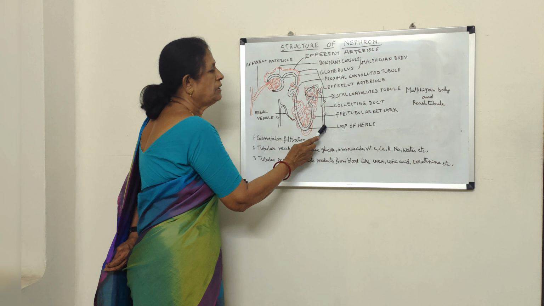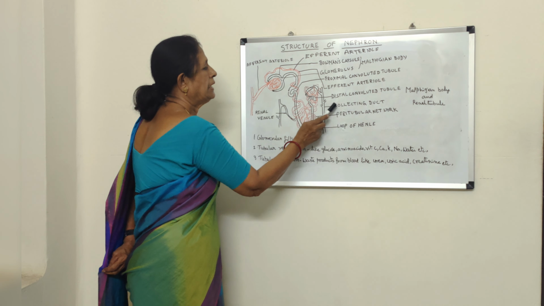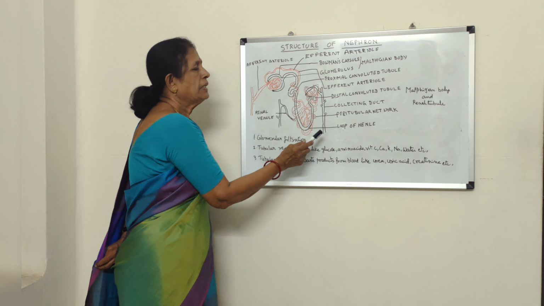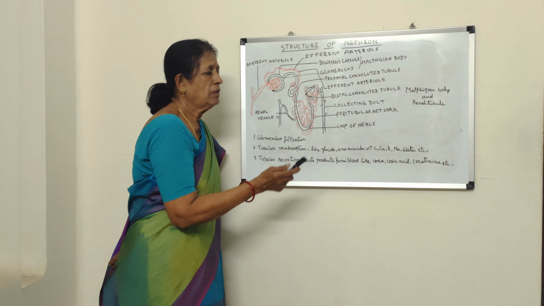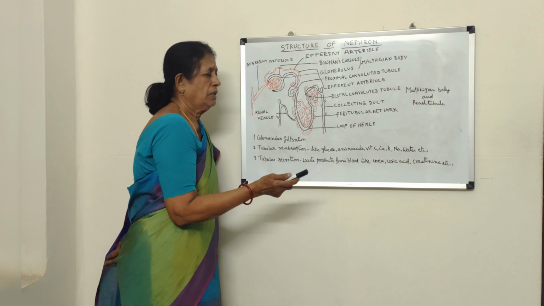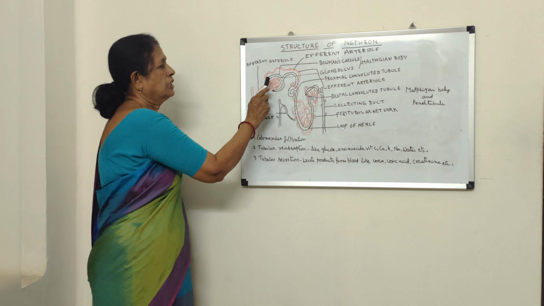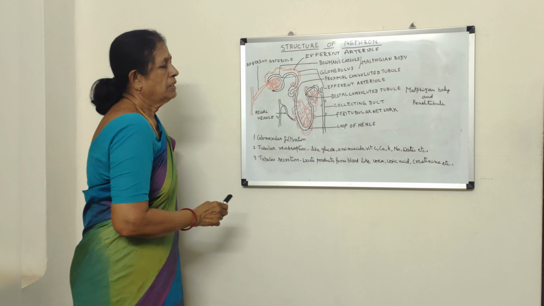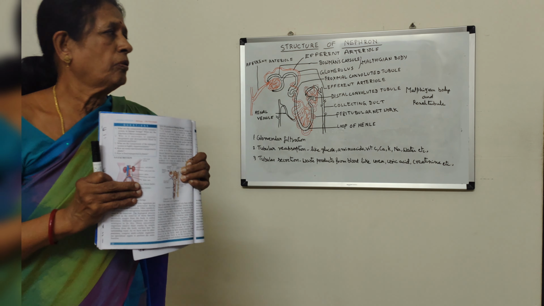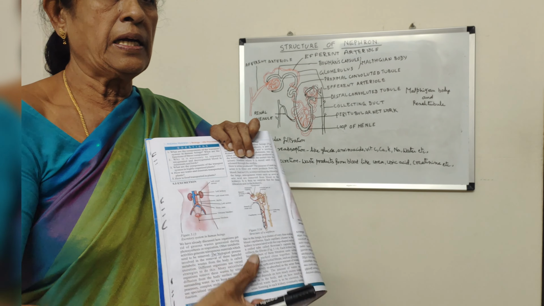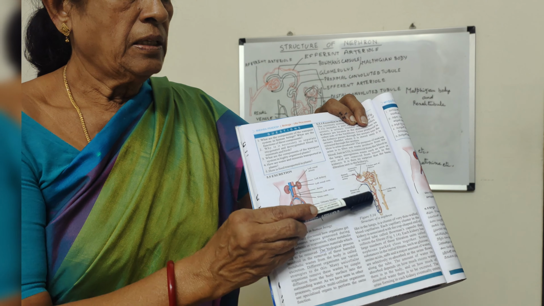So this distal convoluted tube opens into the collecting duct. All the collecting ducts will open into the ureter. So the ureter will carry the urine. So these are the important parts of the nephron, and you can also see them in the textbook. For convenience's sake, I have drawn the diagram in such a way, but here you can see the actual structure.